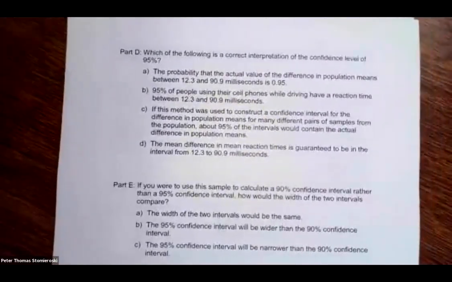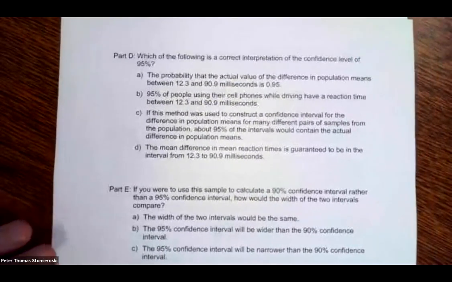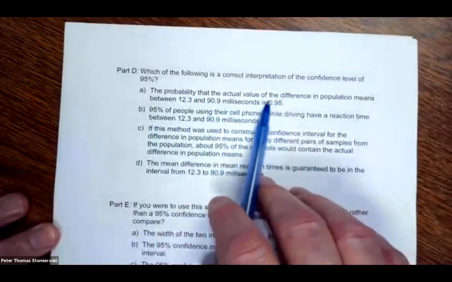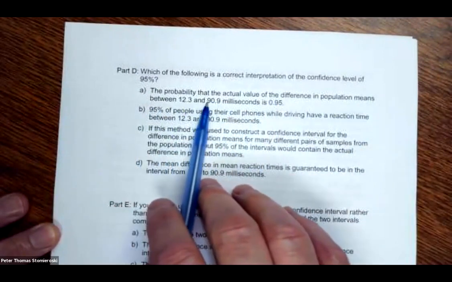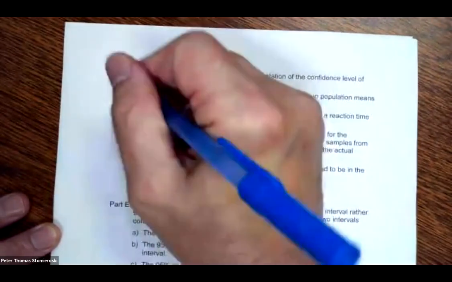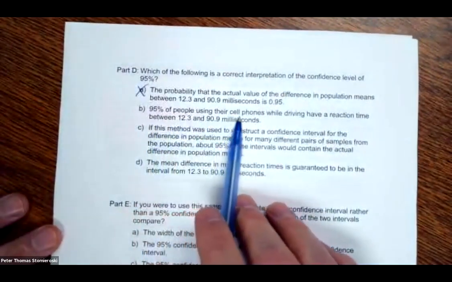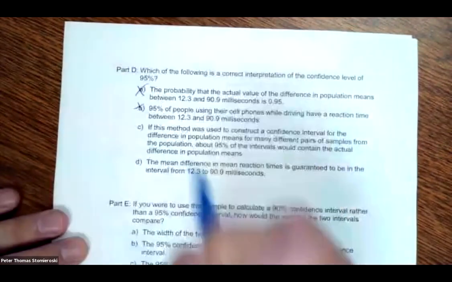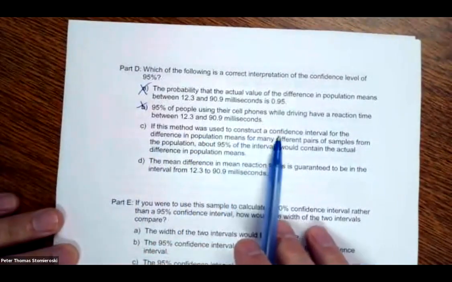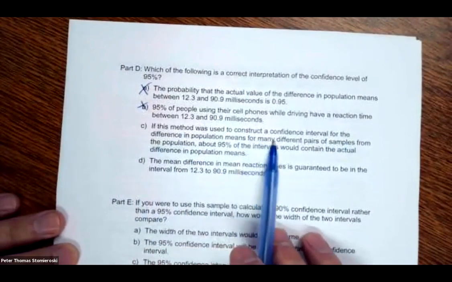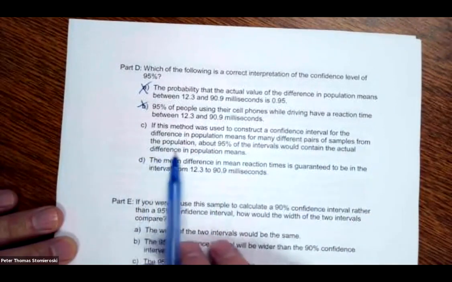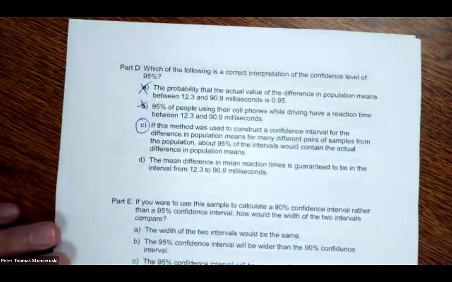Okay. Part D. Which of the following is a correct interpretation of the confidence level of 95%? A, the probability that the actual value of the difference of the population means is between 12.3 and 90.9 milliseconds is 95%? No. B, 95% of the people using their cell phones while driving have a reaction time between 12.3 and 90.9? No. C, if this method was used to construct a confidence interval for the difference in population means for many different pairs of samples from the population, about 95% of the intervals would contain the actual difference in population means. Yes, that's the correct interpretation.